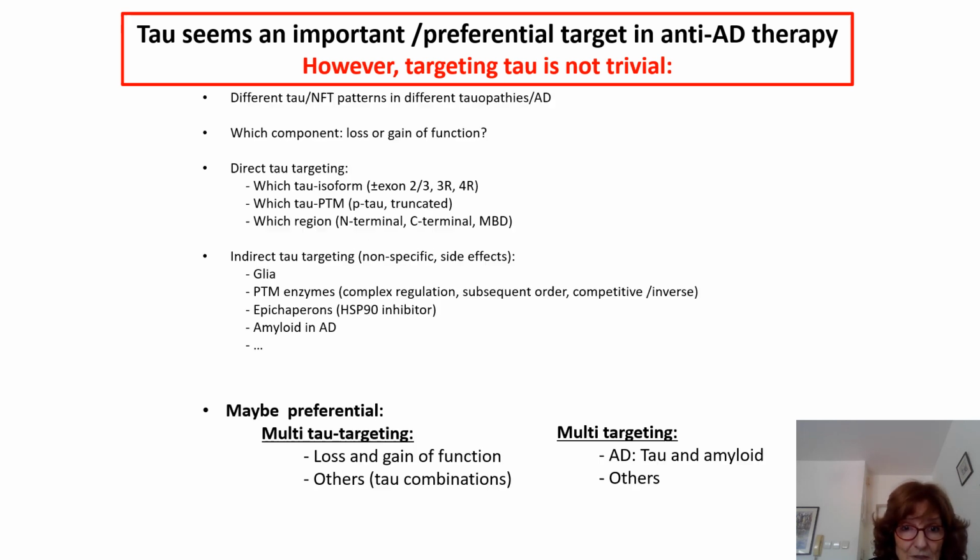So maybe we'll go on with these slides. Maybe it will be preferential to do multi-targeting. You know, the term multi-targeting is very used in this context. What I mean, let's multi-target the tau itself, combine loss and gain of function, microtubule stabilization with anti-aggregation, etc., and other combinations. And if we speak about Alzheimer itself, multi-targeting in terms of tau and amyloid, but to do it personalized. If somebody has more tau or more amyloid, it should be targeted correlatively, and the timing, and to see more vasculars, to see in a personal way which targets to combine.